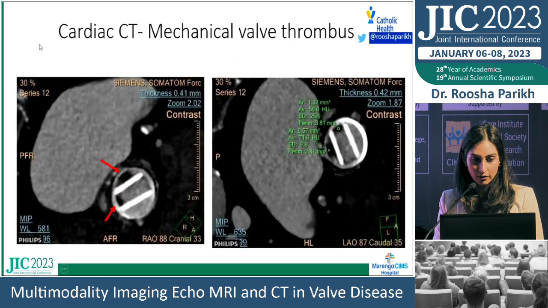So this is what we found for this patient. On cardiac CT, she had mechanical valve thrombus. This is the quality of images we can get. So the black hypodense area here is the thrombus.